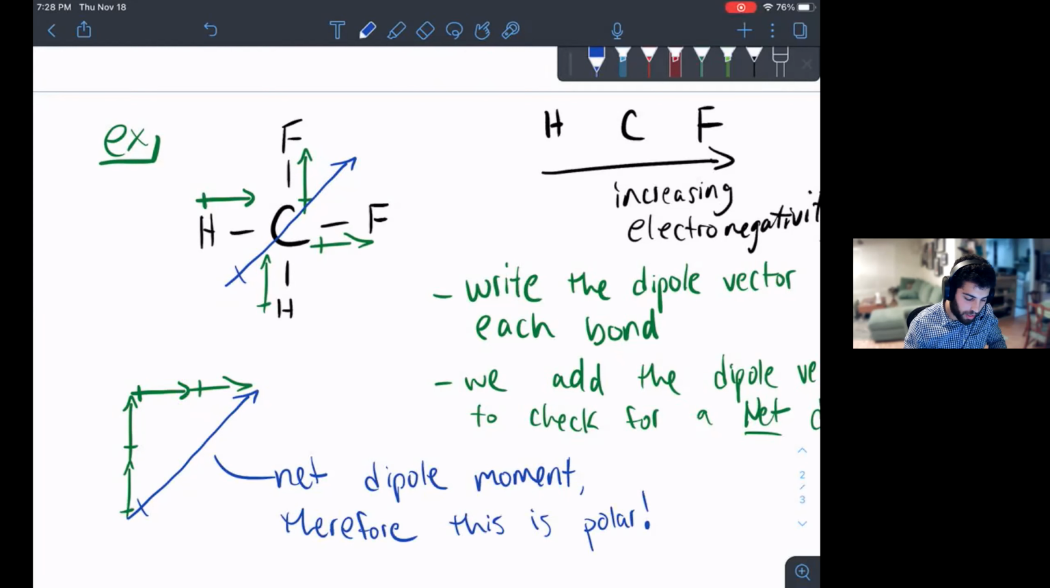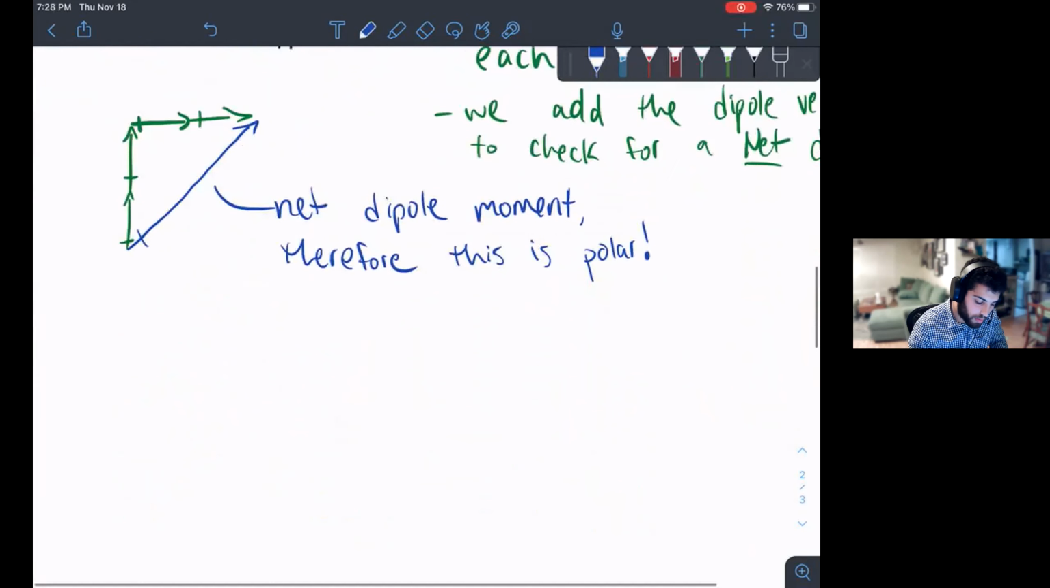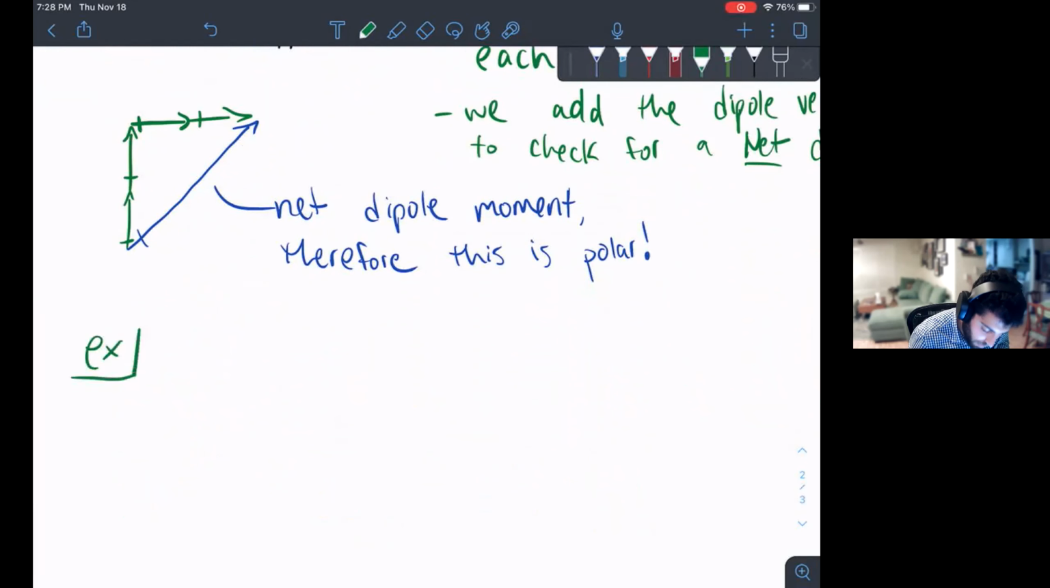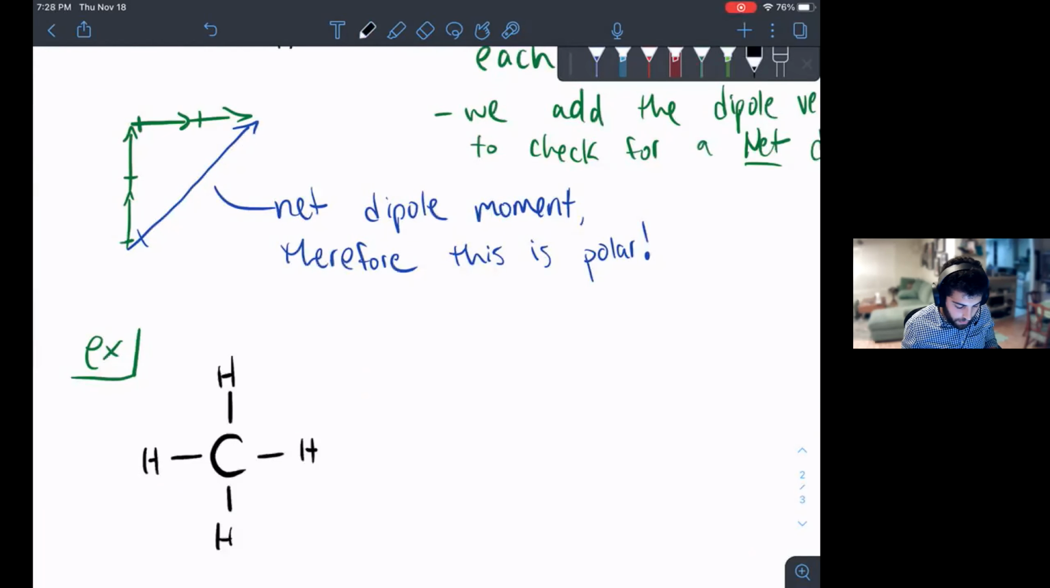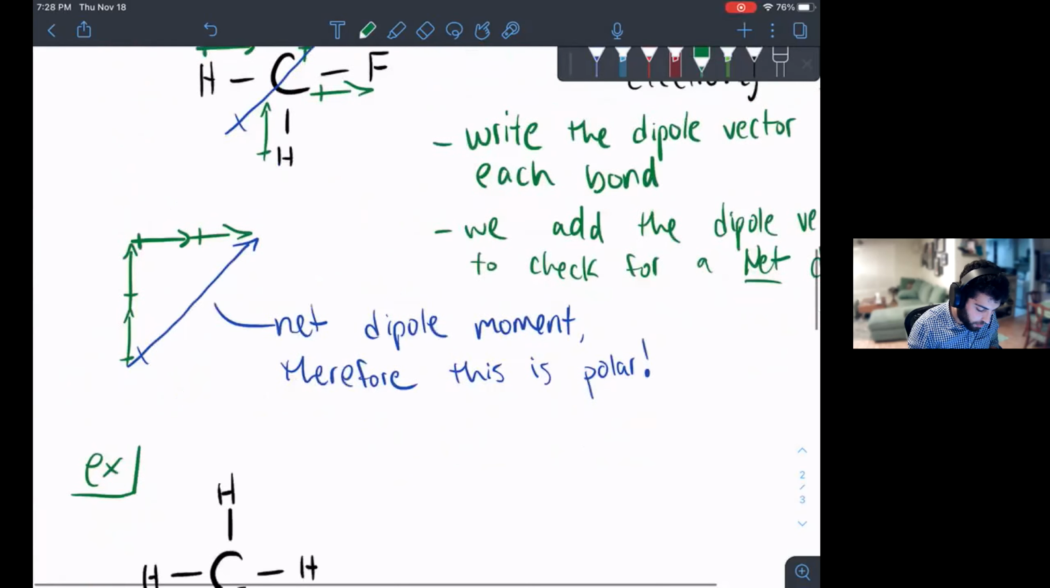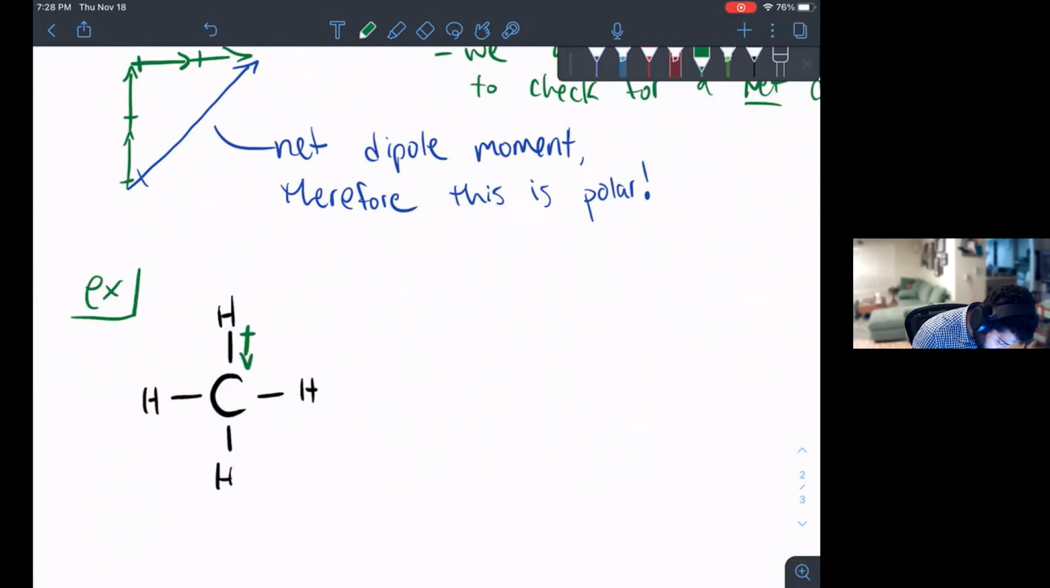So we'll do another quick example of a non-polar molecule. In our non-polar molecule, we'll do C, H, H, H, H. Now, in carbon with 4 hydrogens, each hydrogen, just like before, is going to have a dipole going towards carbon. However, they're all going to cancel out. This dipole going to the left is going to cancel with that dipole going to the right. This dipole going up is going to cancel with that dipole going down.